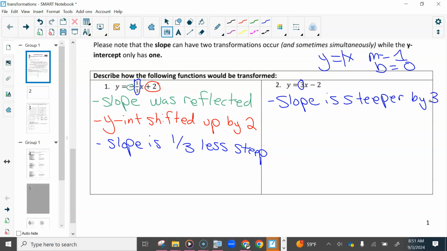Anytime it changes the numerical value, you have to say what it's doing, by how much, and for y-intercept, in what direction. What else changed? The y-intercept was shifted down. Yes. So the y-intercept was shifted down to... once you have that, go on to the back.